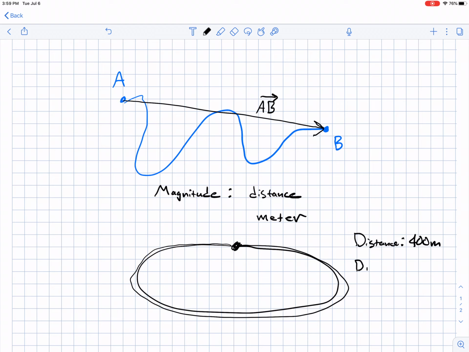What is the displacement? The displacement is a vector that starts where you start and ends where you end up. The displacement in this case is 0 meters. Why? Because you started and ended in the same place, therefore the vector would have length 0, your displacement is 0. I hope that helps, guys.